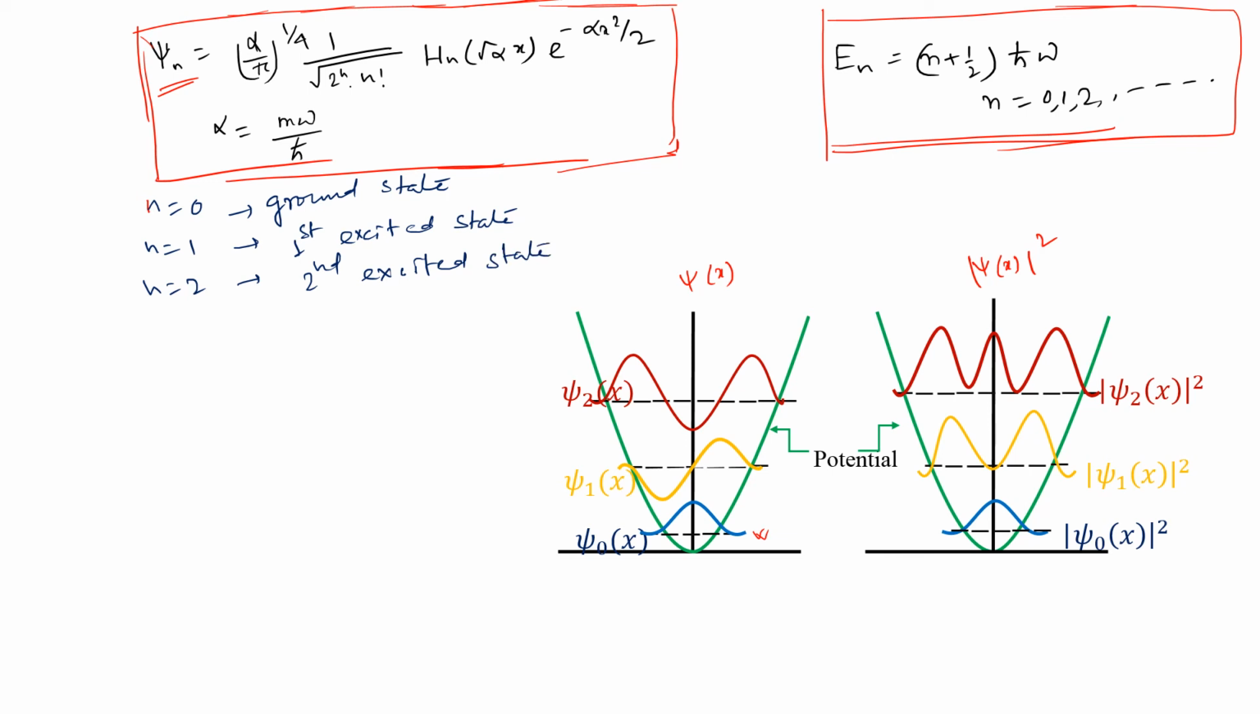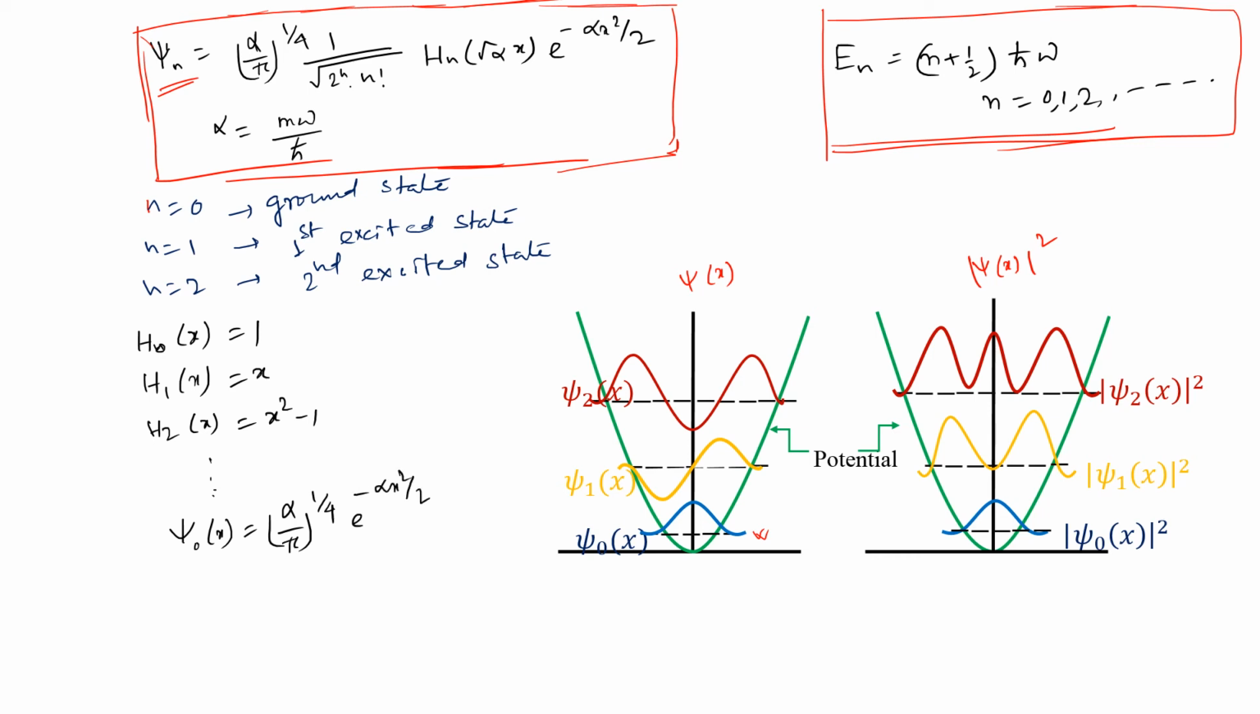So from the Hermite polynomials we can write that H0 x equals 1, H1 x equals x, H2 x equals x square minus 1, and so on. So the ground state wave function can be written as (alpha by pi) whole to the power 1 by 4, e to the power minus alpha x square by 2, where alpha equals m omega by h cut.